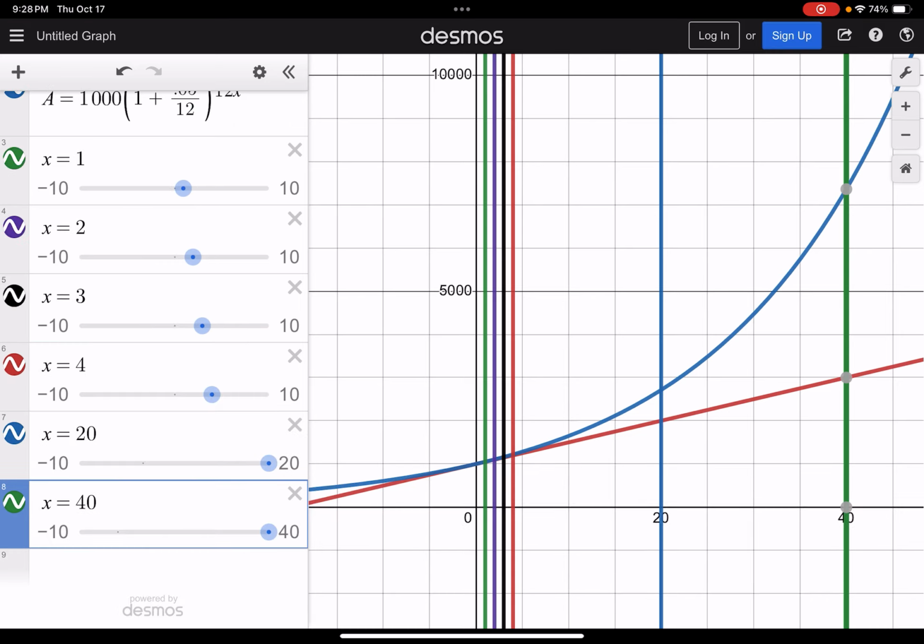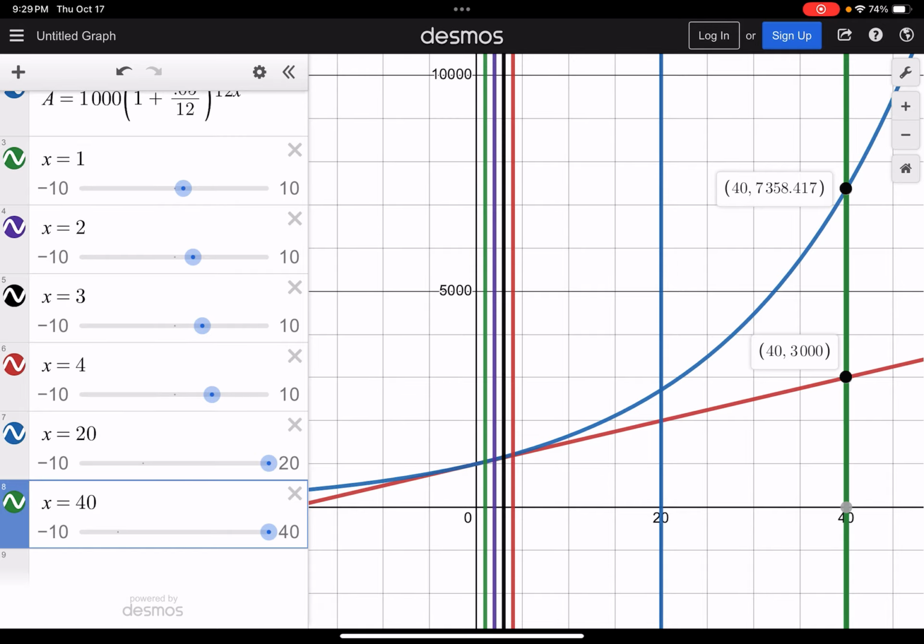Look at it skyrocket. Simple interest, we're only at $3,000 in 40 years, but compound interest, we are at $7,358. We are more than double what our simple interest investment would accumulate to. So we're seeing this drastic difference the longer time we have that money invested for.